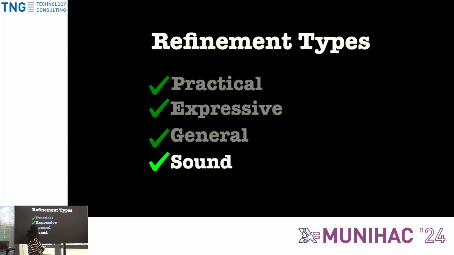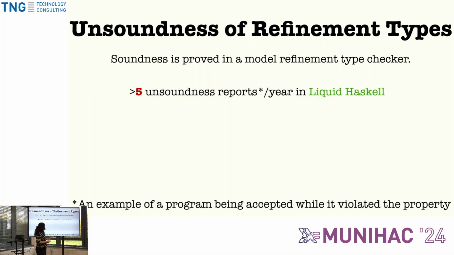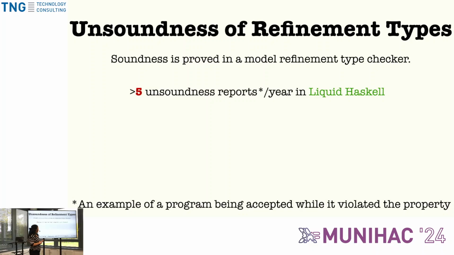But of course, that's not the full story, right? And it's not the full story because we have Liquid Haskell, which is a real tool. And in Liquid Haskell, we have more or less 5 unsoundness reports per year, where an unsoundness report is an example program that is accepted by Liquid Haskell, but it violates the property. And this 5 is average, like Stainless that I mentioned for Scala, also like F star, which also are refinement type checkers. I think they have the same number of unsoundness bugs per year.